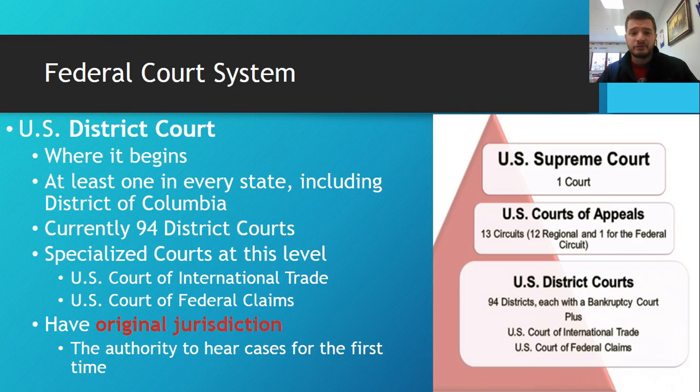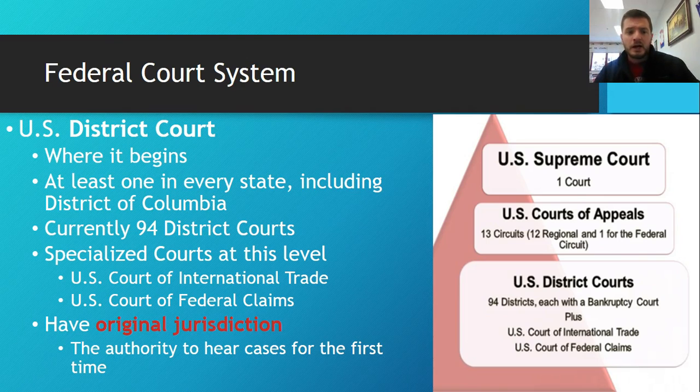There are currently 94 district courts, and we also have two versions of specialized district courts. One is the U.S. Court of International Trade, and the other one is the U.S. Court of Federal Claims. The first one deals with commerce, so if there are any issues with commerce or trading with other countries, that court would try those cases. And the federal claims court can have anything to do with money or land the federal government has a claim over, and that would go to that specific court as well.